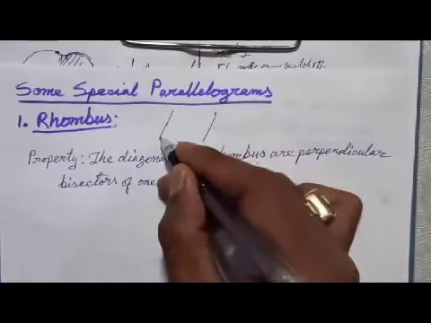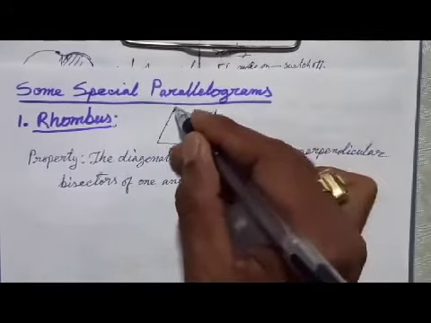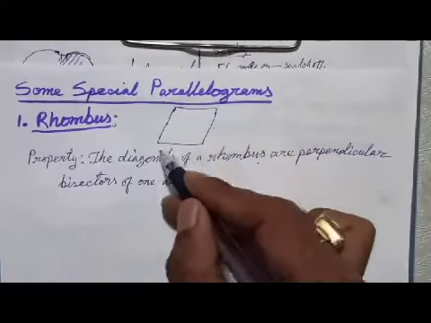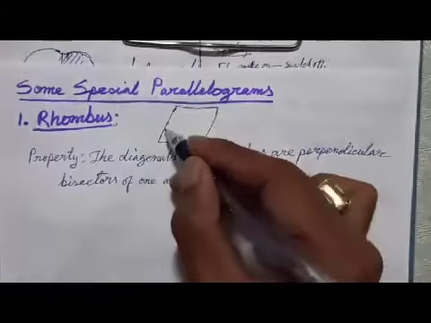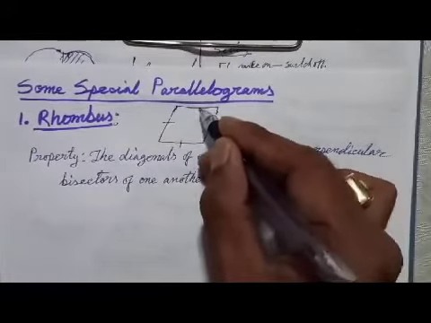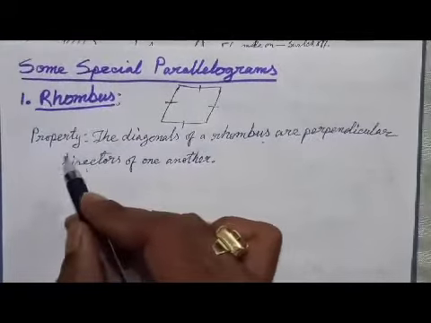This side and this side are parallel. Then this side and this side are parallel. This figure I have drawn is a parallelogram. In this parallelogram, if all these four sides are equal, then it is called a rhombus. Now, property of rhombus.